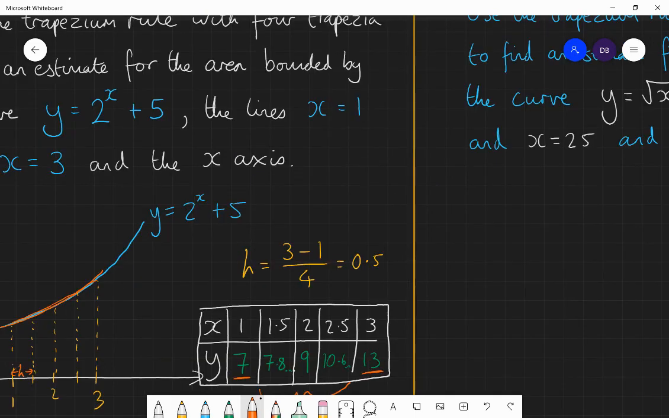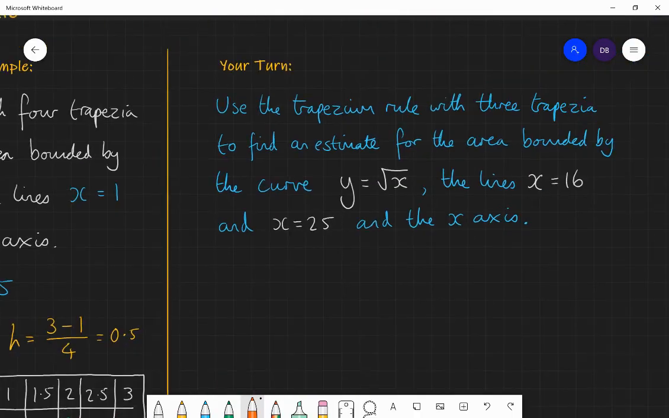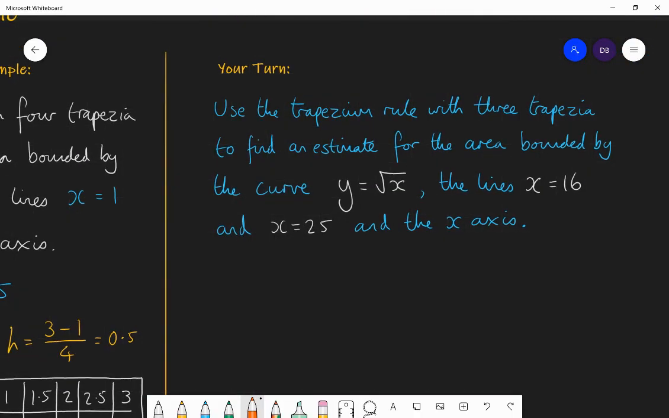Okay, have a go at this question here. Use the trapezium rule with 3 trapezia to find an estimate for the area bounded by the curve y equals root x, the lines x equals 16 and x equals 25, and the x-axis. So pause at this moment, have a go yourself, visualize the problem, make sure you do a drawing showing what it will look like, and see how accurate you can be.